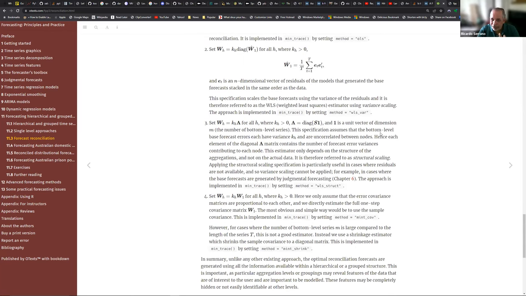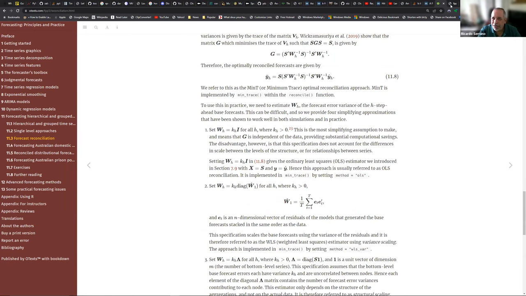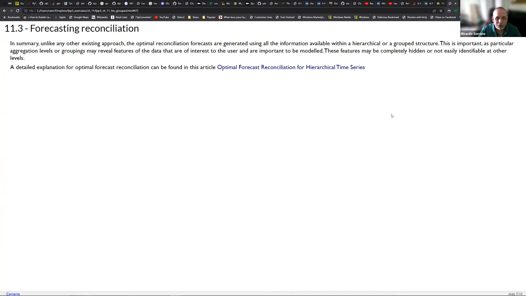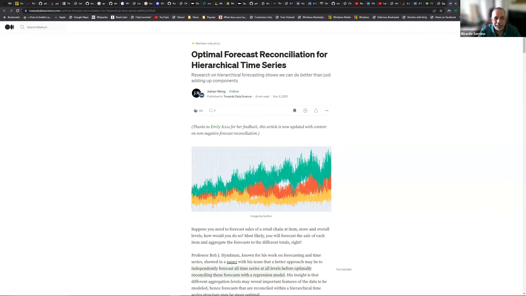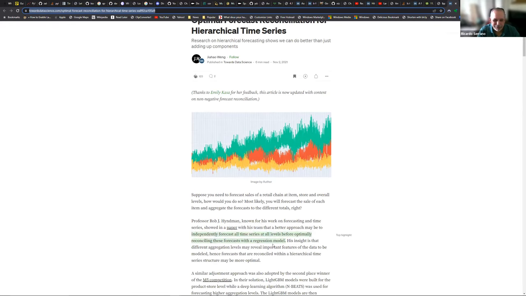But this one you have to take really slowly, and refresh a little bit on the matrix algebra approach. There's also an article by the authors. Let me see if I have it here. Yeah, I have it here. There's another article, it's not by the authors, about optimal forecast reconciliation for hierarchical time series, which also quotes Hyndman. So they are on the same track.